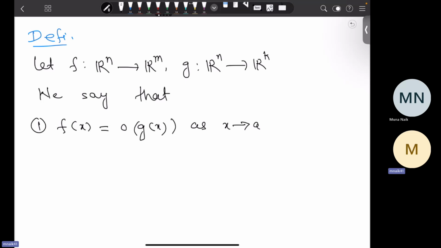If the limit as x tends to a of the norm of f(x) by the norm of g(x) goes to 0. So we say that f(x) is little o of g(x) as x tends to a if the limit as x tends to a of norm f(x) by norm g(x) is equal to 0. This is called little o.